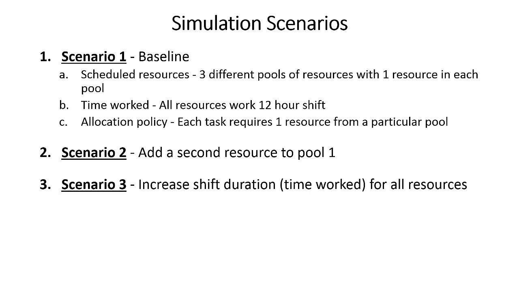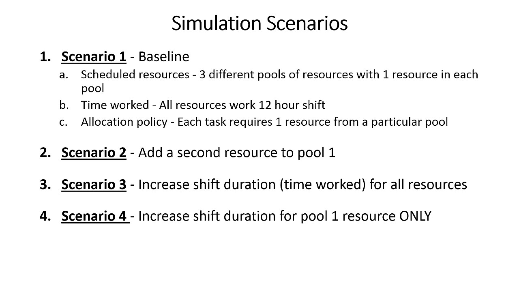Scenario 3 is basically going to be another approach to adding what scenario 2 is, and that is basically adding capacity to the system. You can add capacity by either adding resources or you can add time. So scenario 3, we're going to be actually adding time. We're going to increase the duration of the shift for all the resources. Then scenario 4, we're going to increase shift duration for just the pool 1 resource. We're going to target a particular resource, and you'll see the reason for that in a minute.